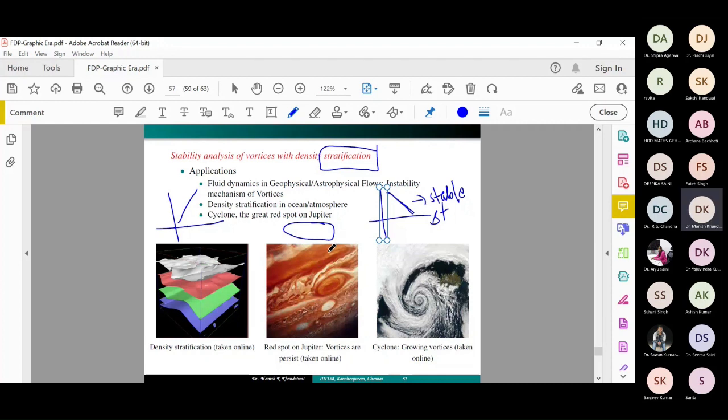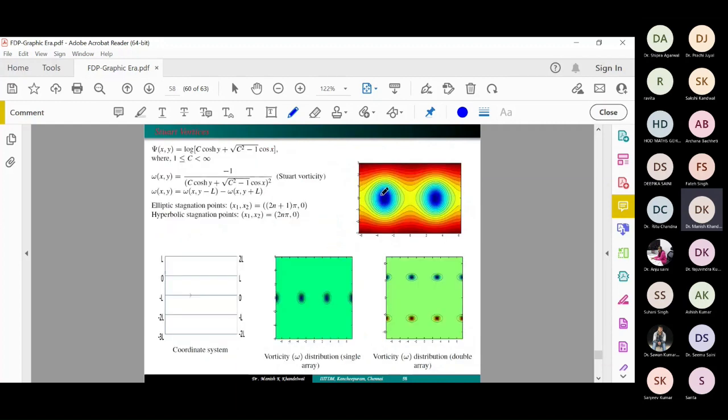There are several known vortices, and here I have given one example, the Stuart vortices. The vortex structure is like this, and a very special characteristic of this vortex is that three different types of streamlines appear. One is at the center part, which is closed. Another is the separatrix, and the other is the streamline. These vortices are periodic in that direction, but not periodic in that direction.